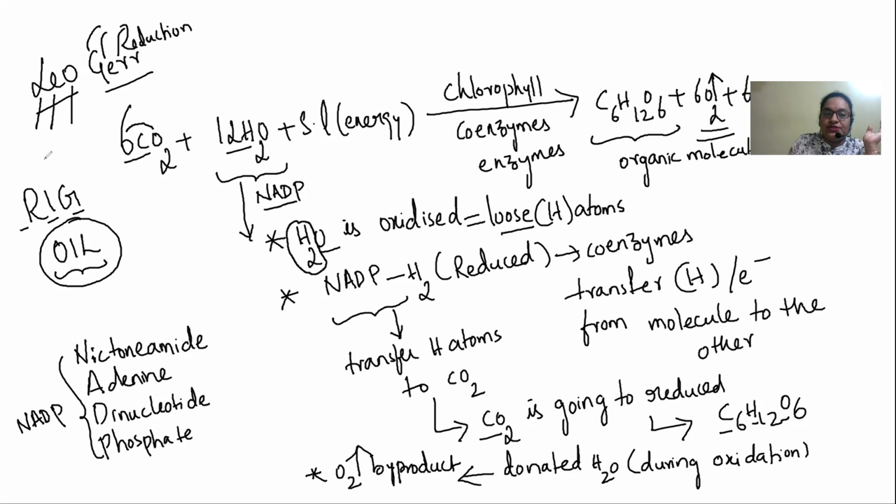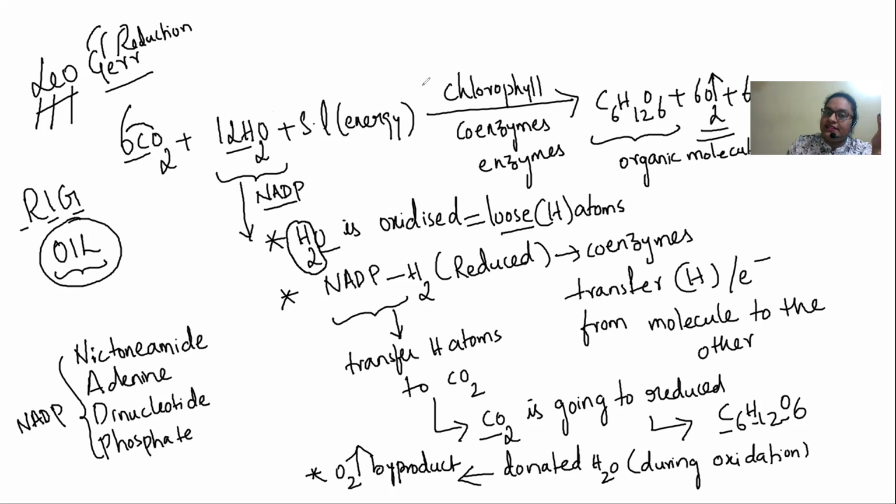I hope you understood the photosynthesis equation, where the carbon dioxide is reduced into an organic molecule by accepting the hydrogens from the reduced electron acceptor. And where did this reduced electron acceptor get the hydrogens? It is from the water molecules when they got oxidized, and the oxygen is left over, which is going to be a byproduct during this reduction oxidation process of the water molecules.